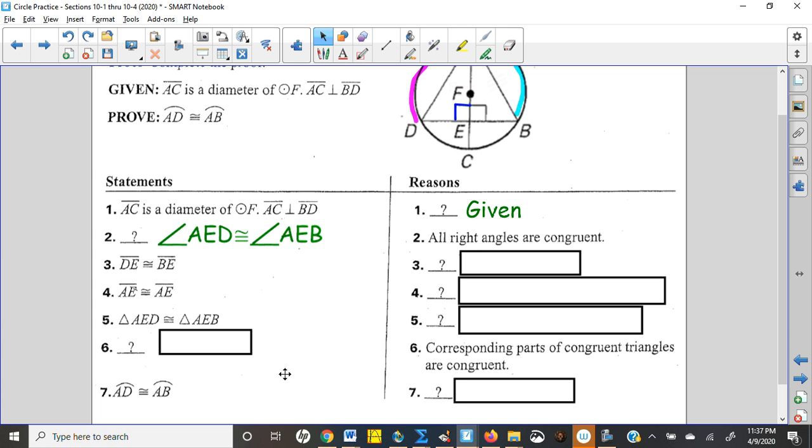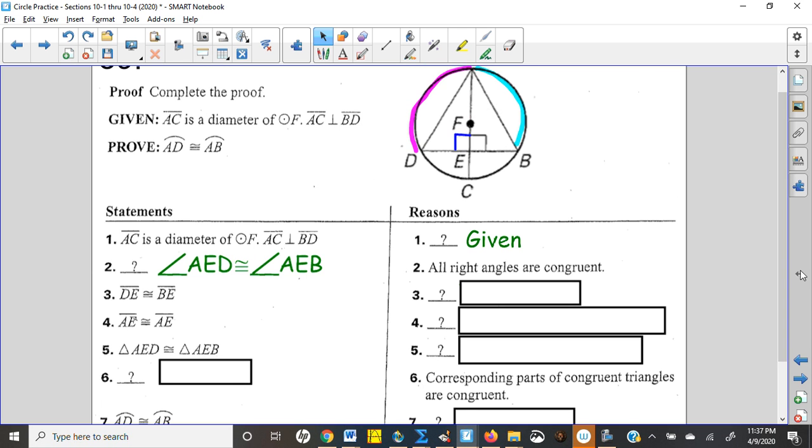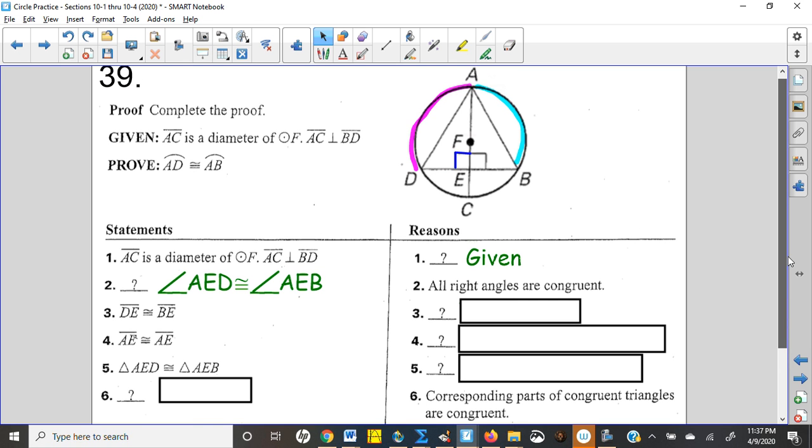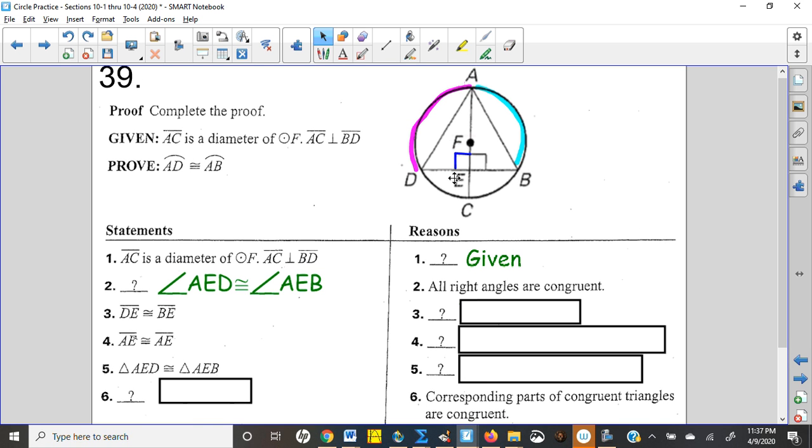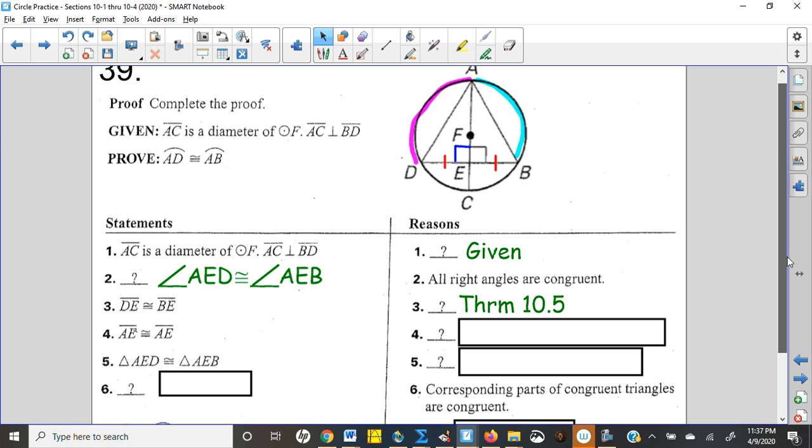All right, moving on. Why is segment DE congruent to segment BE? Well, I believe this is one of our more recent theorems. The reason that these 2 segments right here are congruent is because of theorem 10.5. A diameter that is perpendicular to a chord bisects the chord. Yep, I was right, theorem 10.5. So now I have a congruent angle and a congruent side.